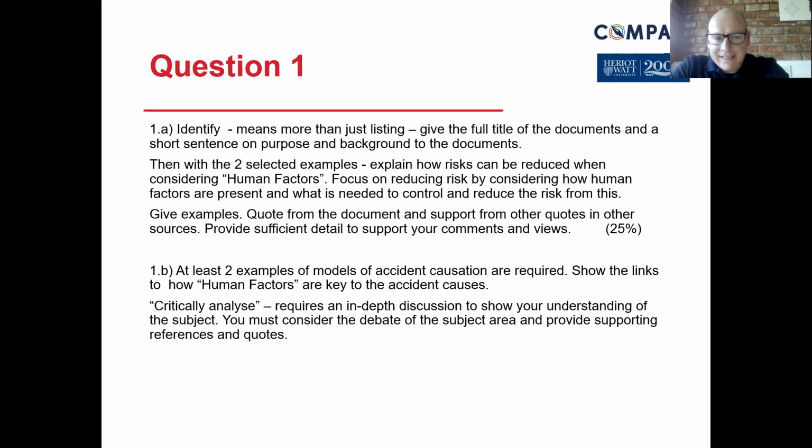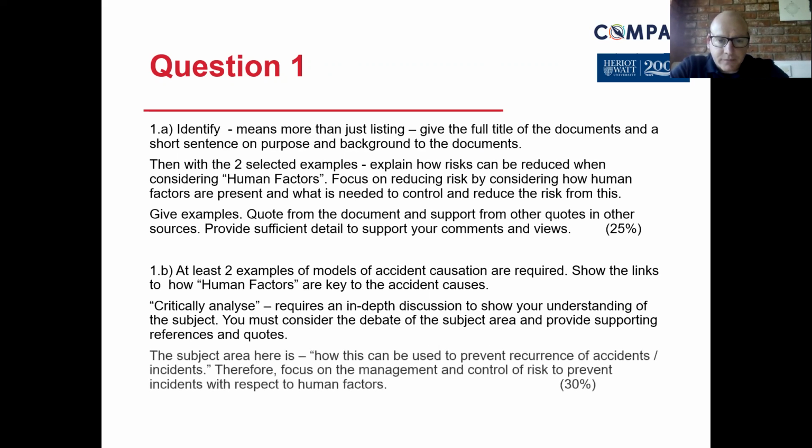I've discussed here the critical analysis that's expected, because when you do critically analyze at level 7, there is an expectation. So we need that depth in the discussion. We need those quotes to support that you have an understanding of the subject area, and those quotes need to be adequately referenced so there's no question about plagiarism as such. So when I say the subject area, in this case it's human factors, but about 1B in particular, it's about those models, those accident models, and also the links to causation from human factors.